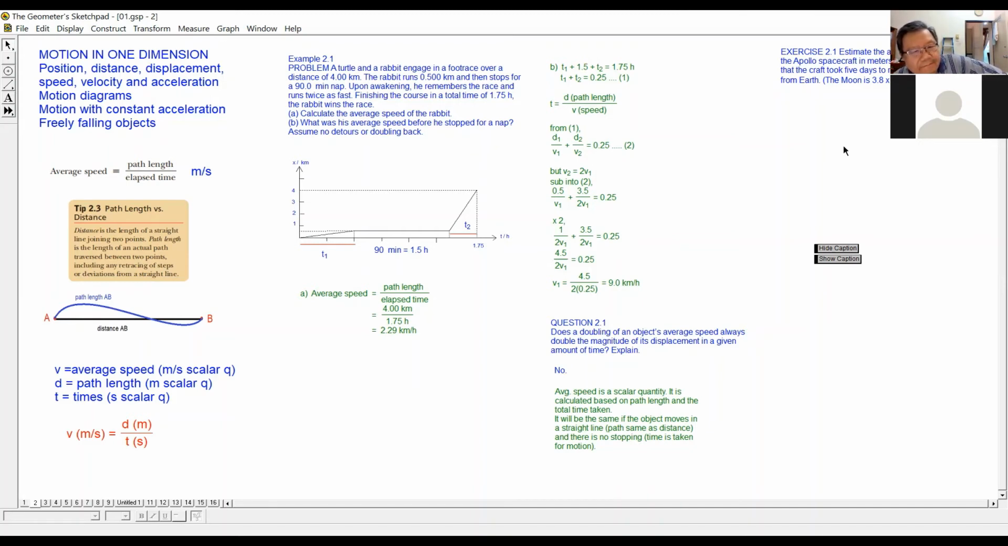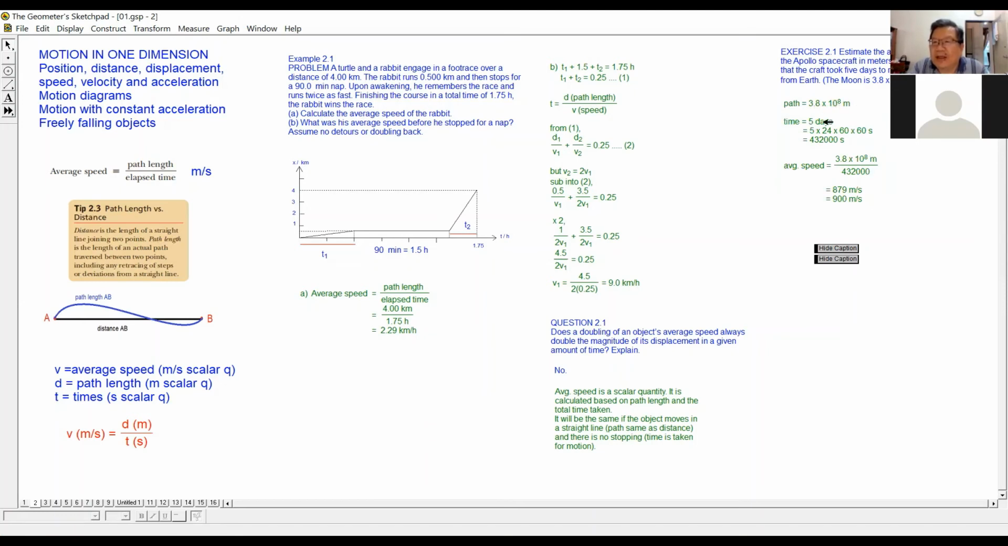5 days to seconds is 432,000. Yes, correct, 432,000. Then what is the average speed? Do the 3.8 times 10 to the power 8 divided by 432,000. 879. Correct.